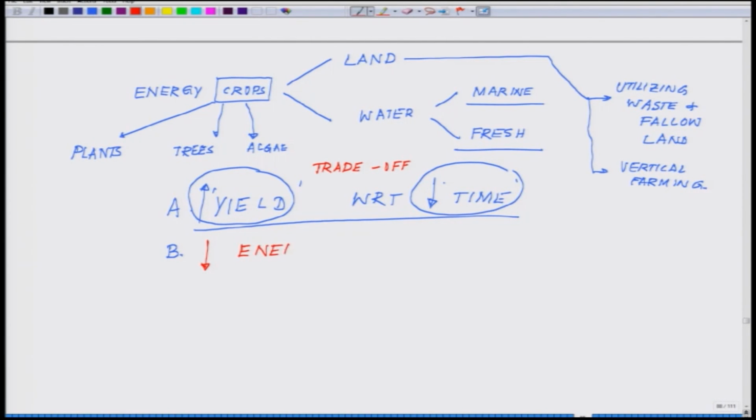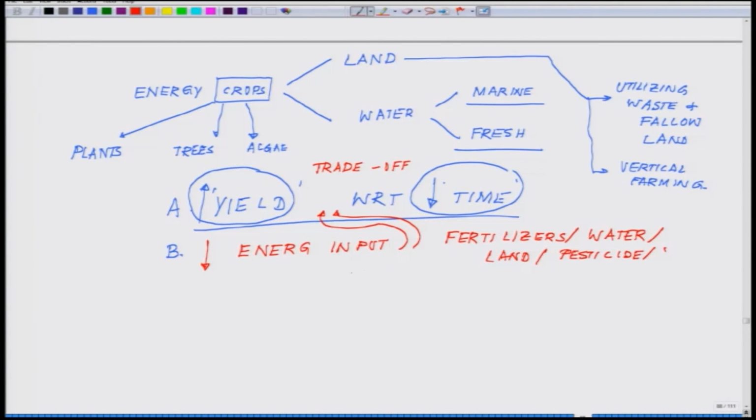What does that mean? This means in order to grow the crop, we need fertilizers, we need water, we need land, pesticide, insecticides and so on and so forth. So, the lesser their use, the less your energy input will be. So, we have to look for those crops, among that whole series of things we mentioned earlier, which consume the least amount of energy.